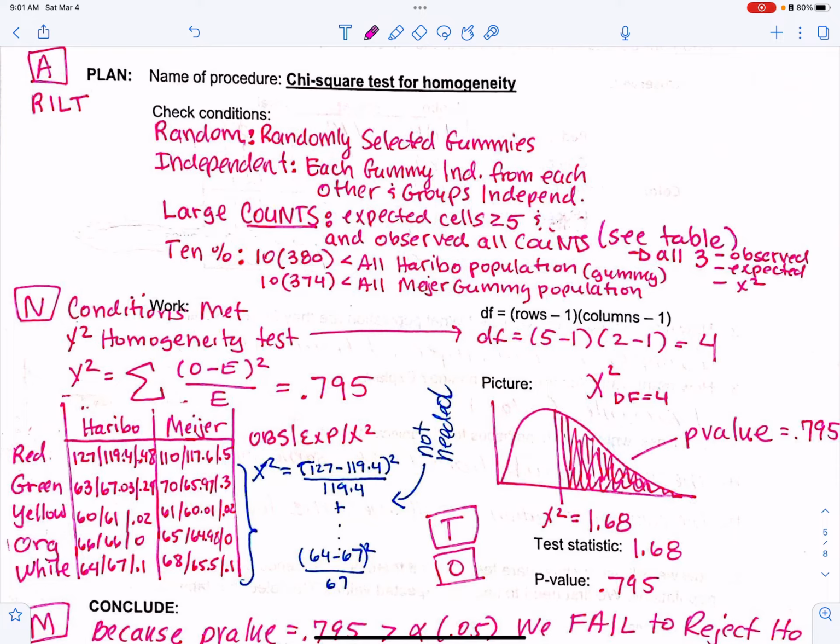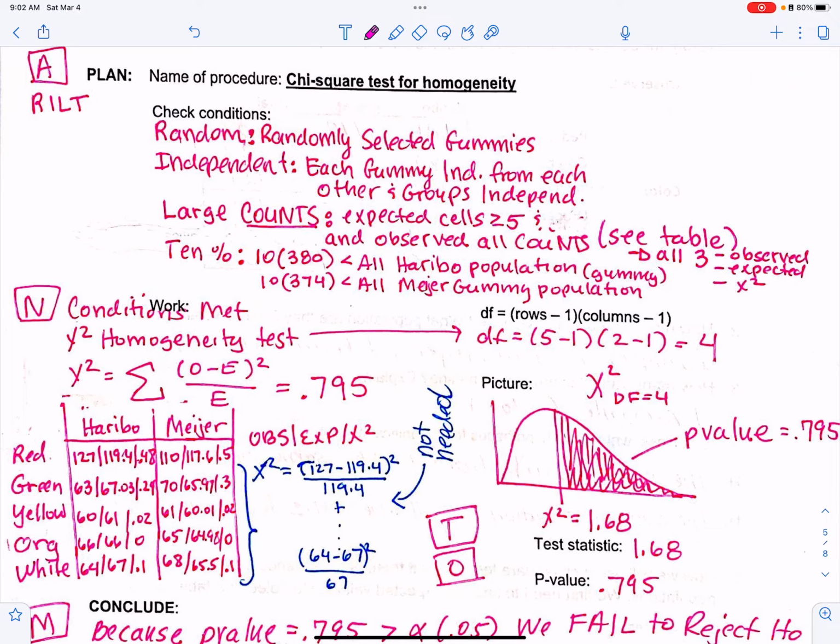Large counts, you're going to look at the expected cells and see that all the expected cells are greater than 5, and all the observed are counts, meaning there's not any decimals. And you can see all of them. And the 10% rule, you're going to go ahead and take the 10% rule. Now, since the conditions are met, do not say normal because it is not normal. It is a skewed distribution. It's skewed to the right, so it's never normal. Do not say that on this one.